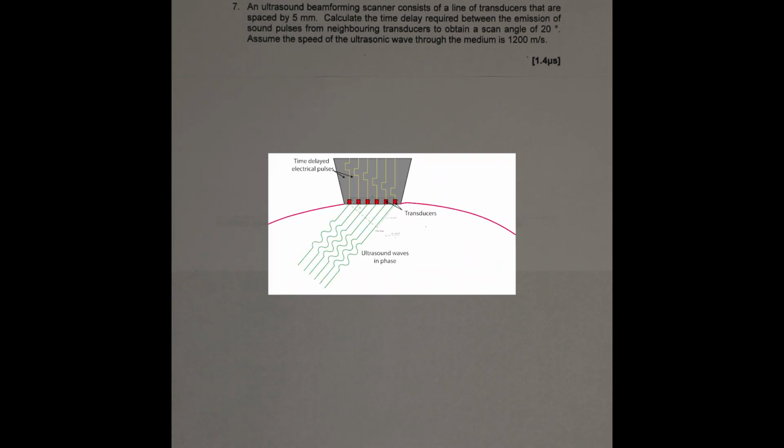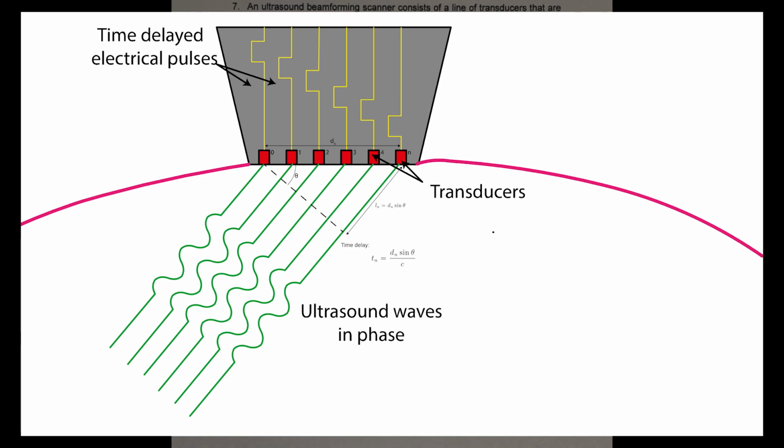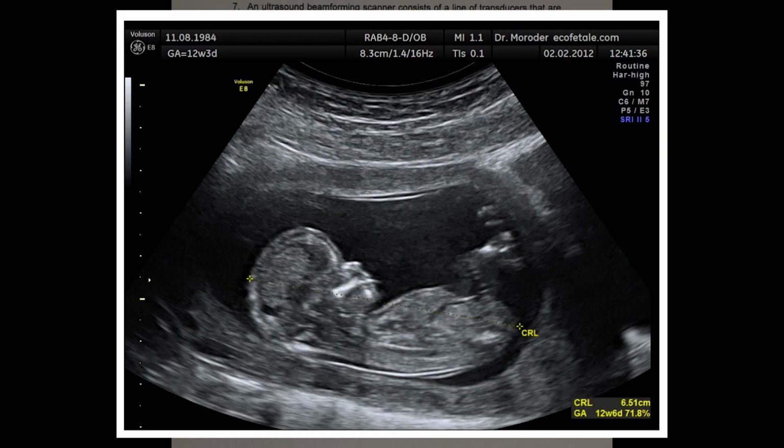Okay, so now for question 7, we're looking at an ultrasonic beamforming scanner. So if you remember, we covered this in class. This consists of a line of transducers, and they're all triggered at slightly different times to give you a kind of wave or a pulse that is emitted from the scanner at a certain angle. And by slowly changing these delay times, you can create the kind of fan type scan that is representative of classic ultrasound scans for babies and looking inside people and that kind of thing.